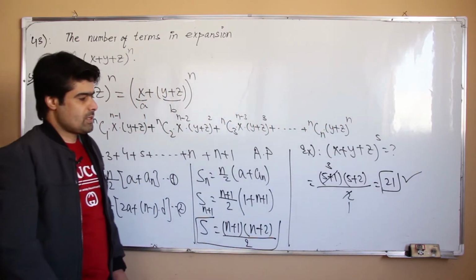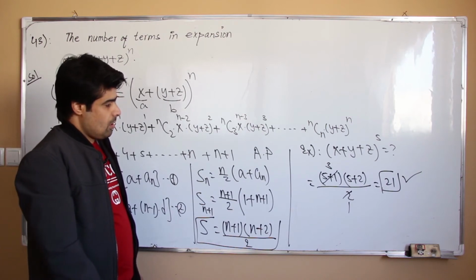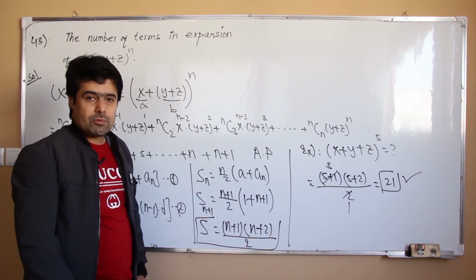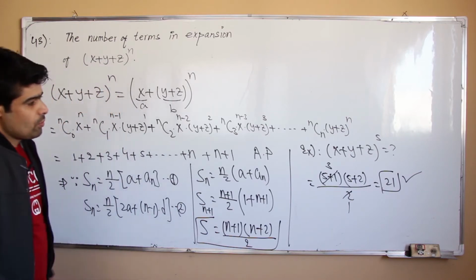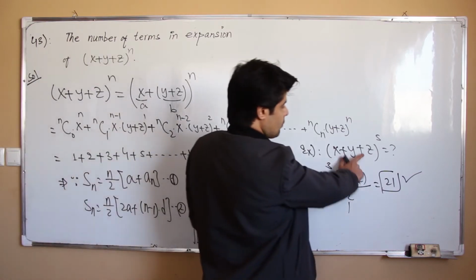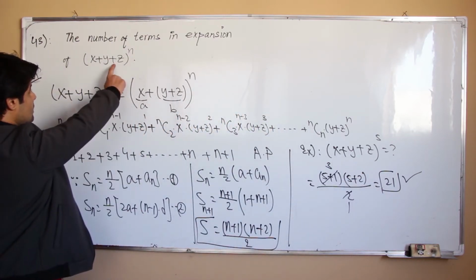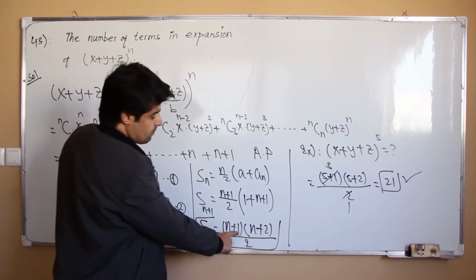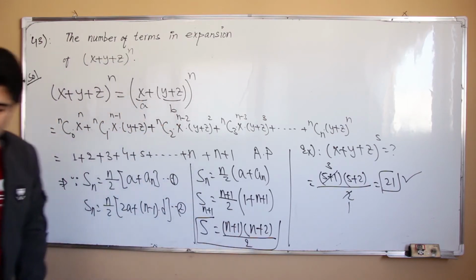If I have any mistake in writing or maybe in the summation or subtraction, then I apologize. I think it's correct. Then how many terms do we have here? We have 21 terms. The general formula to find how many terms we have here is (n plus 1) multiplied by (n plus 2) divided by 2. Write it, please.